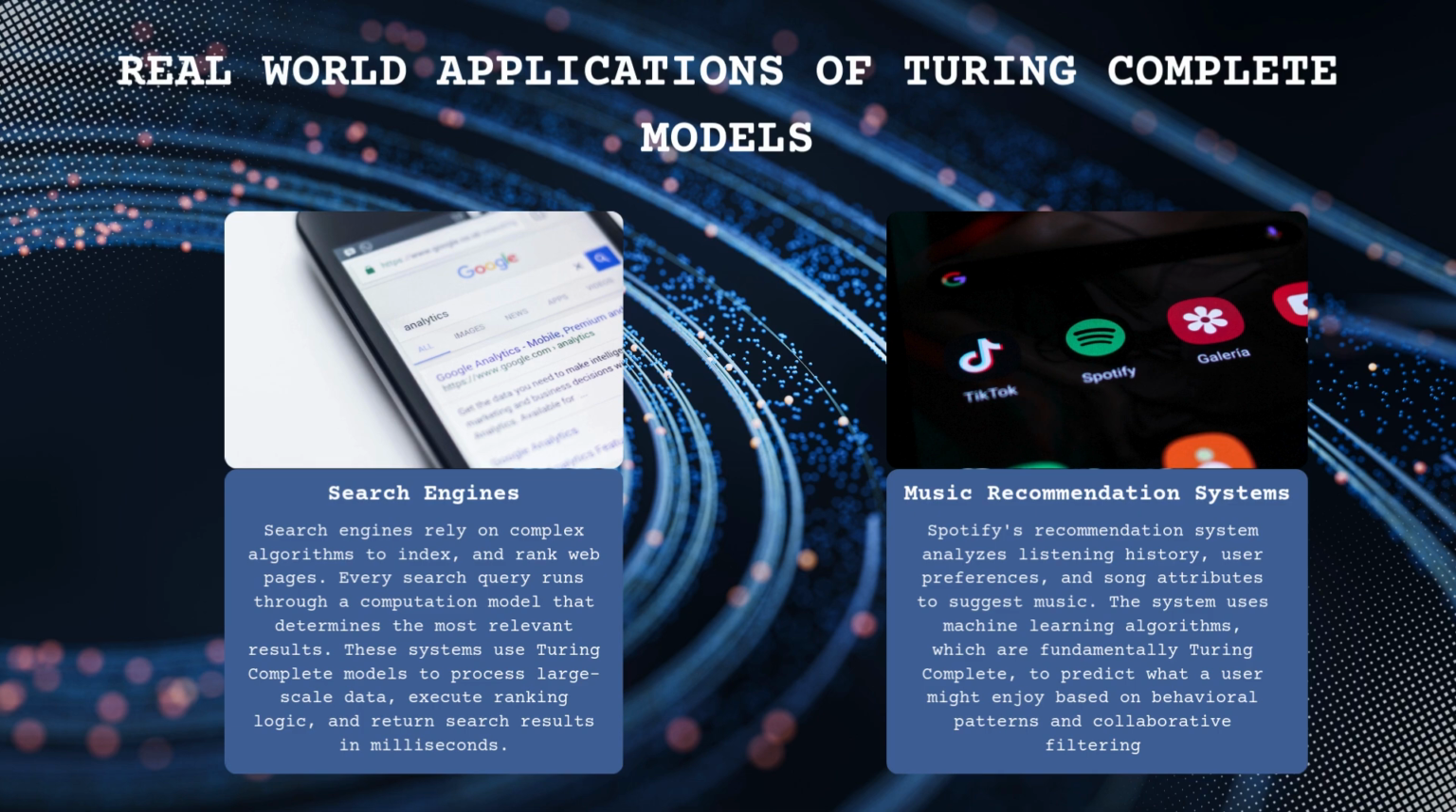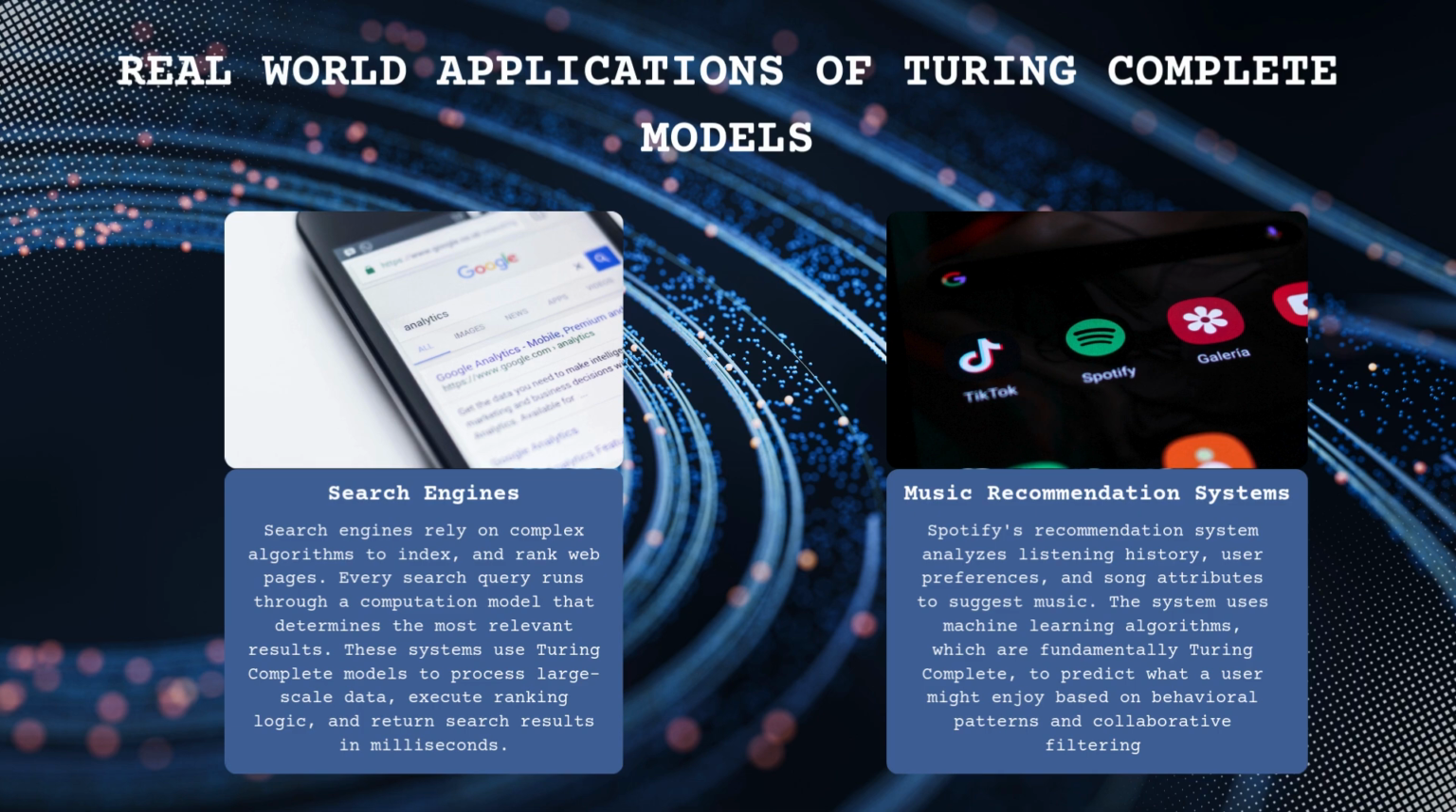These computations involve crawling web pages, indexing content, and executing query matching functions, tasks that require a system capable of running any computational function, just like a Turing machine. The next application is the music recommendation systems. Spotify's recommendation system analyzes listening history, user preferences, and song attributes to suggest music.